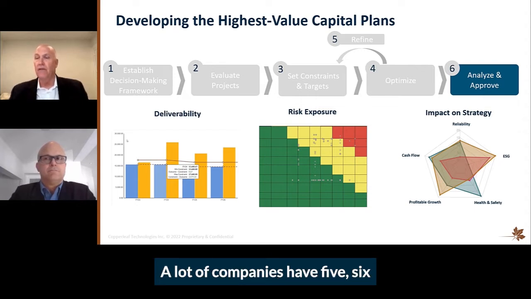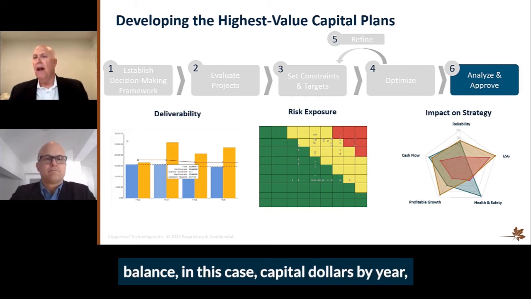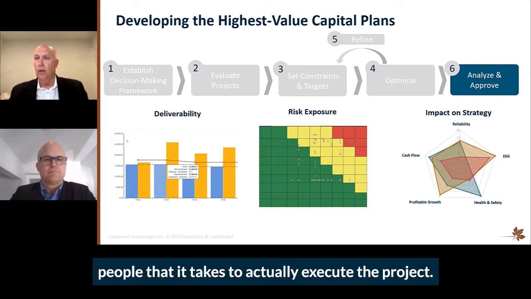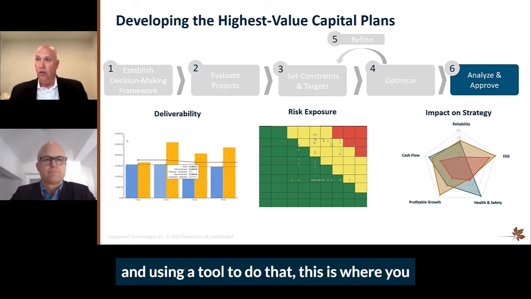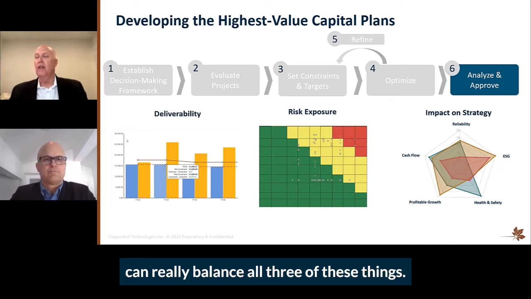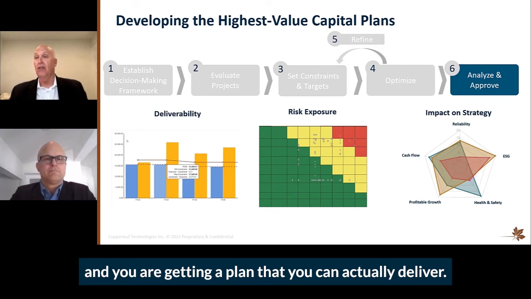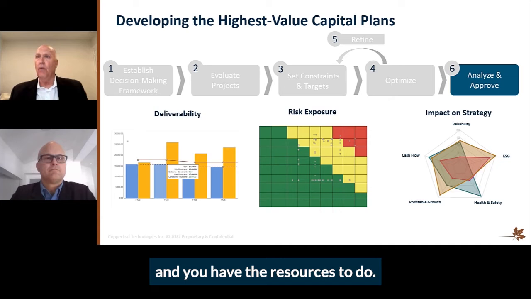A lot of companies have 5, 6, or more year plans, but that would also balance, in this case, capital dollars by year, but also the resources, the amount of people that it takes to actually execute the project. So again, as you're looking at balancing your plan and using a tool to do that, this is where you can really balance all three of these things. So you're balancing risk and strategy, and you're getting a plan that you can actually deliver, that you have the funds to do for a multi-year period, and you have the resources to do.